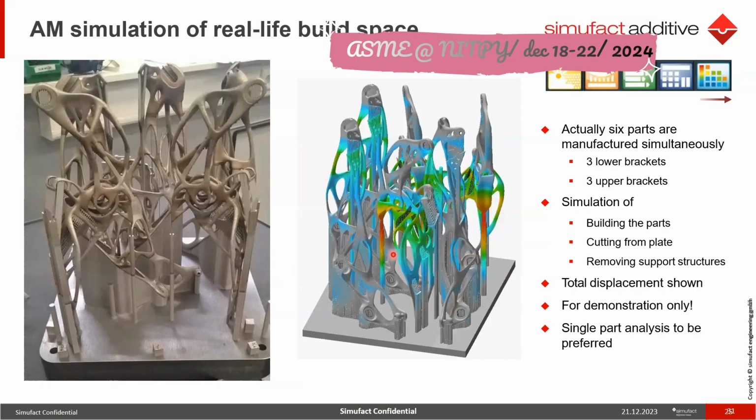To save our time, they distribute these different parts in the assembly and build them like this. They produce some numbers in one shot. Here you can see 3 lower brackets and 3 upper brackets kept in a different fashion, and you can build them together. Later they take these parts from the base plate for further processing. That is how it is done in the industry.